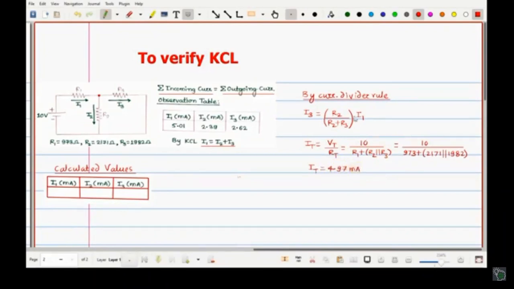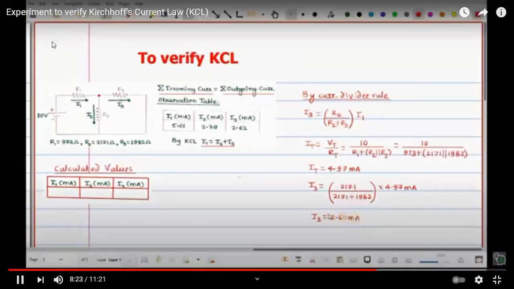Now put this value in the above equation, you will get the value of I3. So when we put R2 and R3 and total current, we are getting this equation. Now calculate the value of I3. So you will get 2.60 milliampere. So this is the value of I3 you are getting after calculations. Note down this value, 2.60 milliampere we are getting.